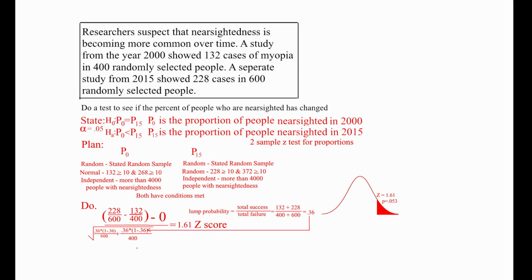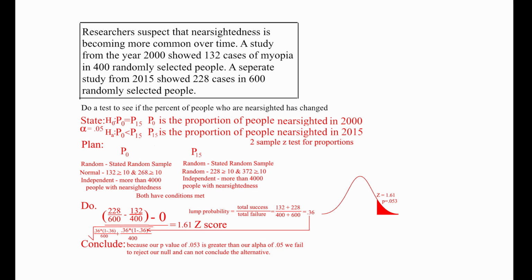Take the difference of 132 over 400 minus 228 over 600, which is our statistic for difference. Subtract from our parameter. This is 0 because we're assuming that there is 0 difference, because we assume that the proportions are equal. Then divide all of that by the square root of 0.36 times 1 minus 0.36 over 600 plus 0.36 times 1 minus 0.36 over 400, and all of that gives us a z-score of 1.61, which gives us a p-value of 0.053. So we would interpret and be unable to reject our null.